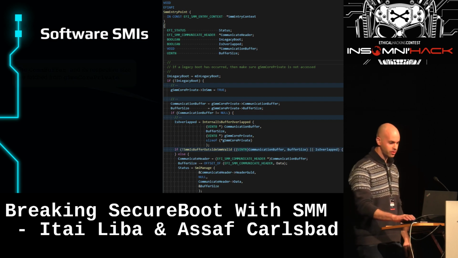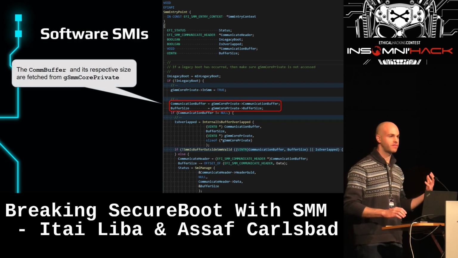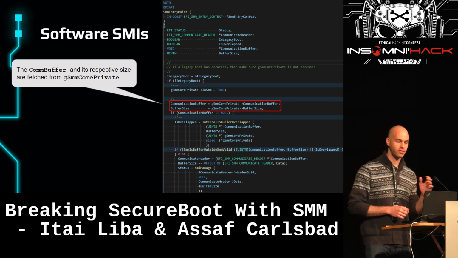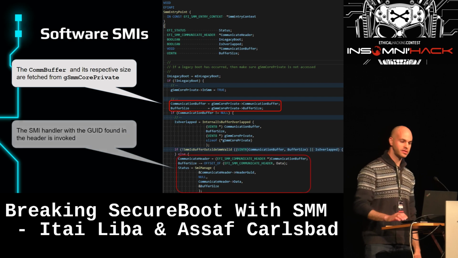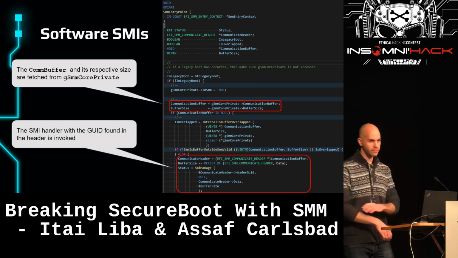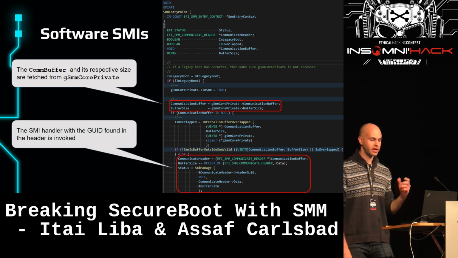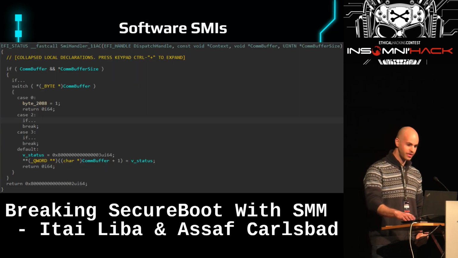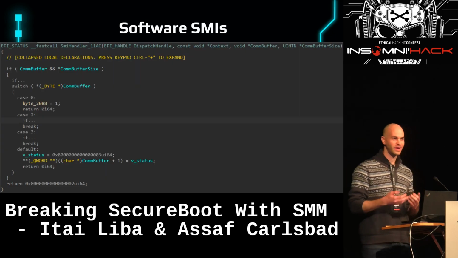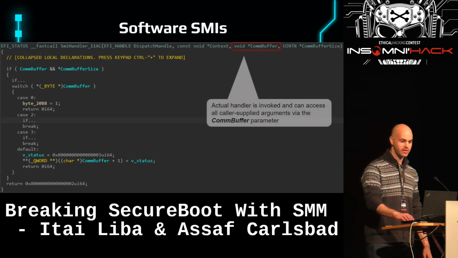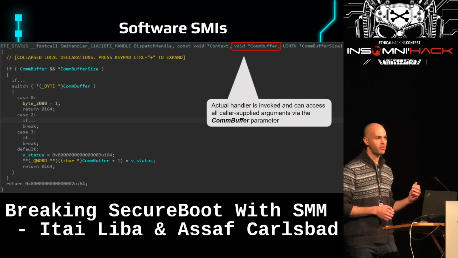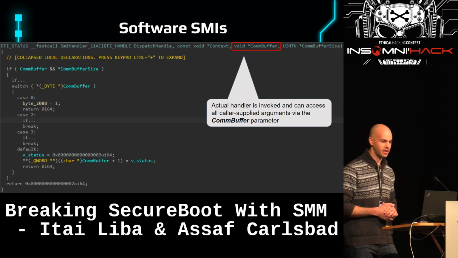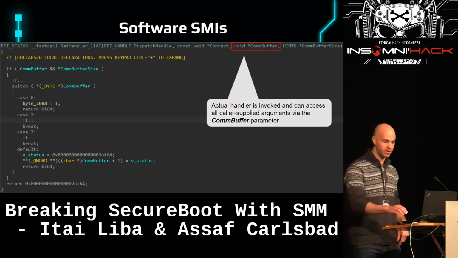And the SMM entry point takes the address of the COM buffer and its size from the SMM core private data structure. And then it uses the GUID found at the beginning of the COM buffer to retrieve the actual handler that should be invoked. In the last phase, the handler is finally called, and now it can access all the caller provided arguments by inspecting the COM buffer parameter.